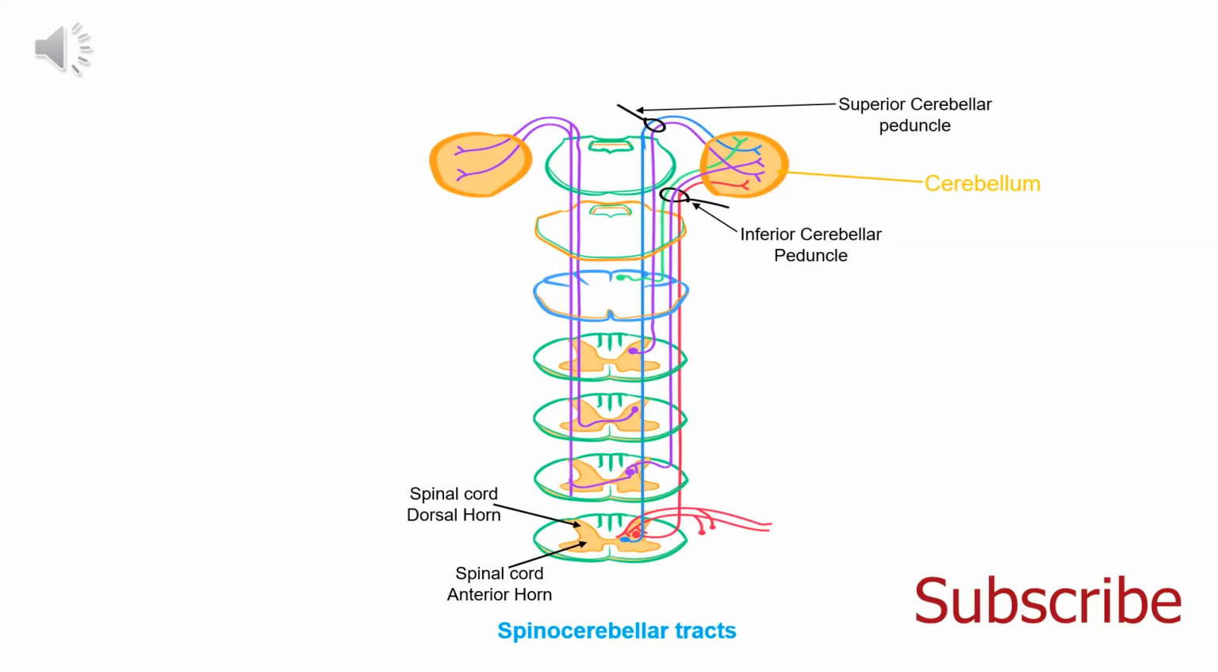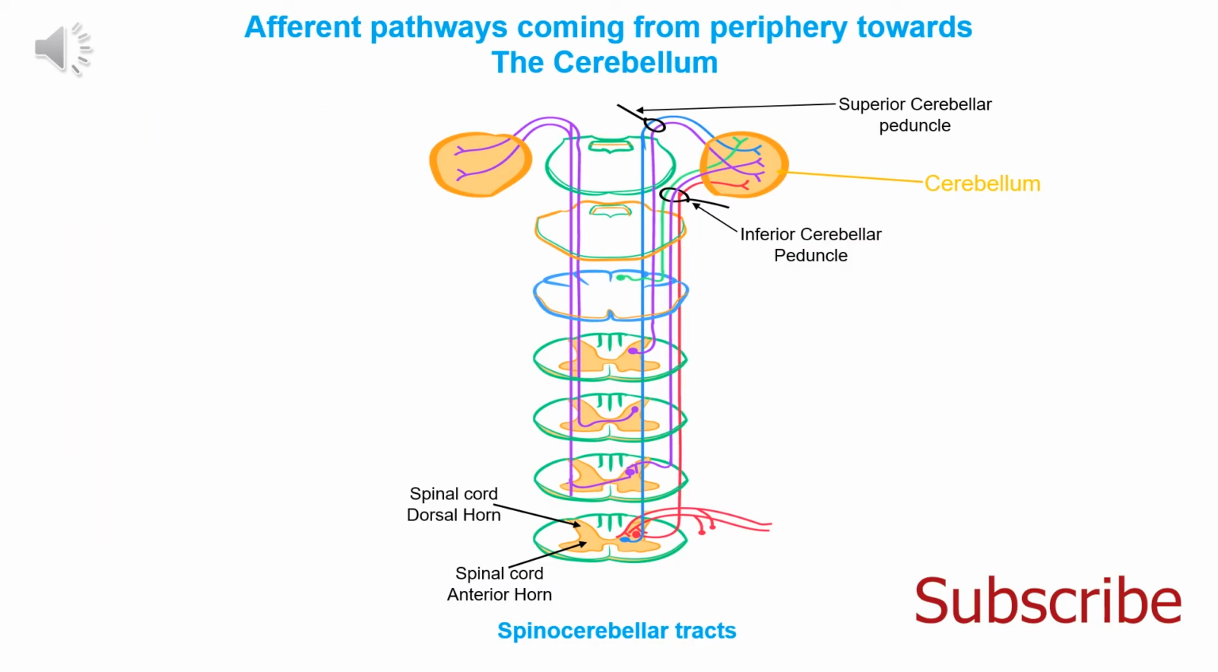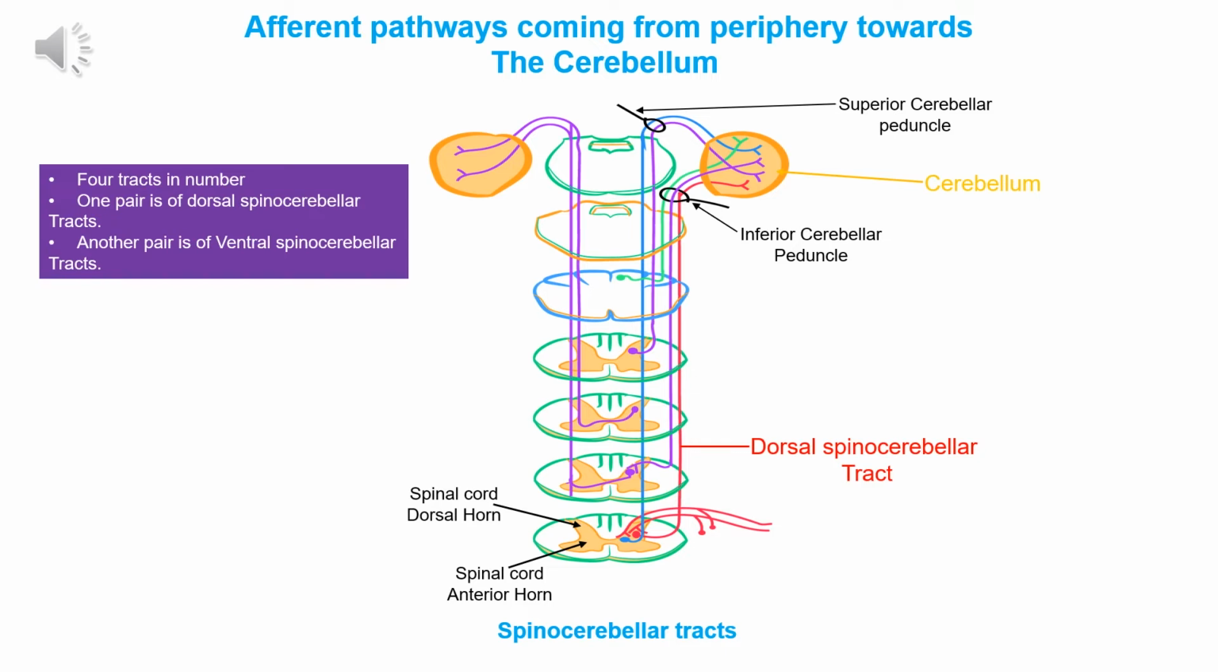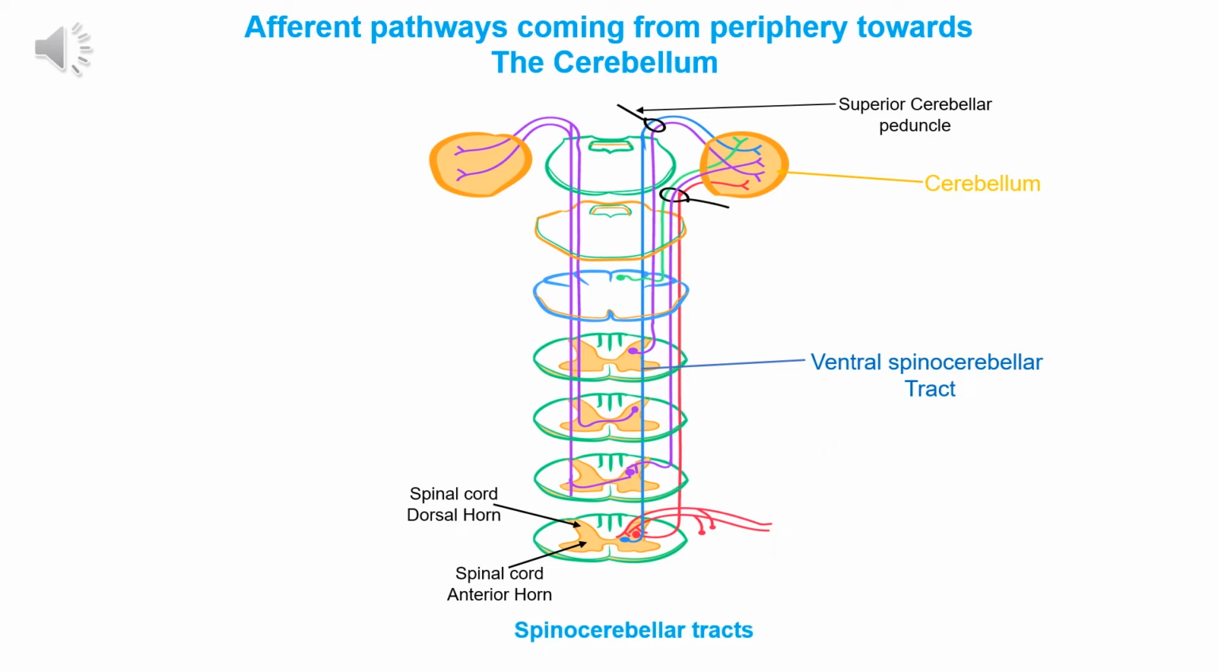Now we are going to discuss afferent pathways coming from periphery towards the cerebellum. We have four tracts. Two tracts are dorsal spinocerebellar tracts and another two are ventral spinocerebellar tracts. Now first we are going to discuss dorsal spinocerebellar tract.